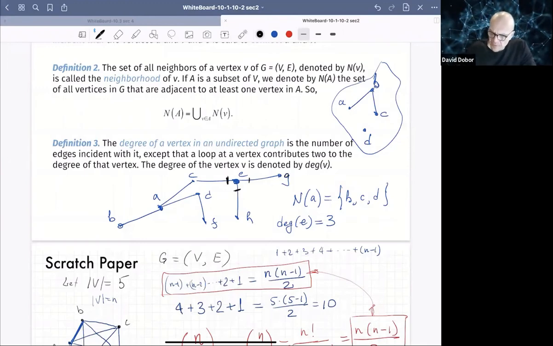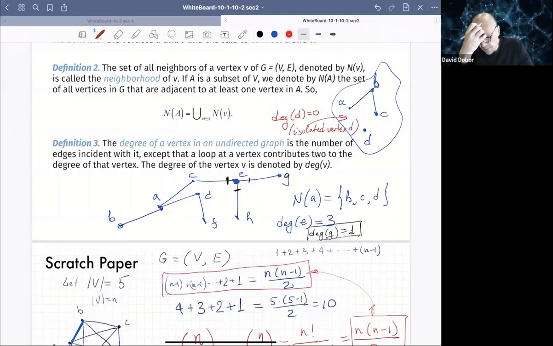The degree of G is 1, and such a vertex is called a pendant vertex if its degree is 1. And in this graph, the degree of D is 0. It is called an isolated vertex. Okay, so that's about it.